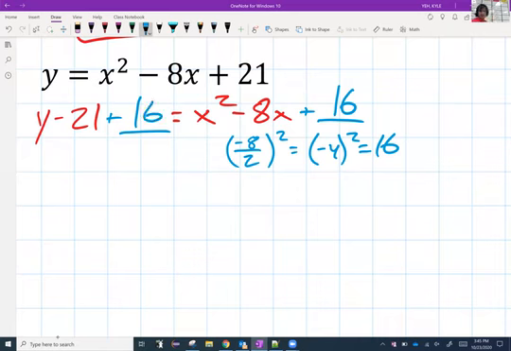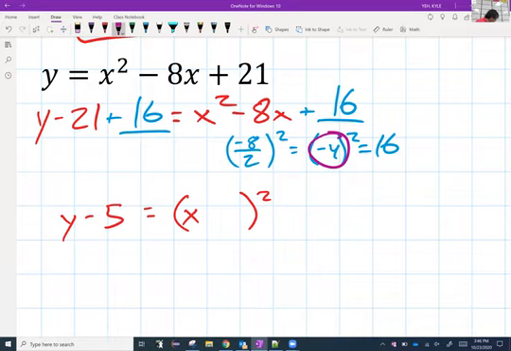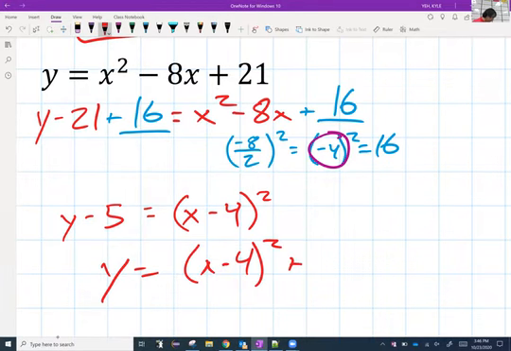So I really did just add 16 on the right-hand side. It wasn't inside any parentheses. So I'm going to say that means we have y minus 5, combining those like terms, equals x, and then what goes in there if you're still kind of struggling with the factoring, x minus 4 squared. Y equals x minus 4 squared plus 5.